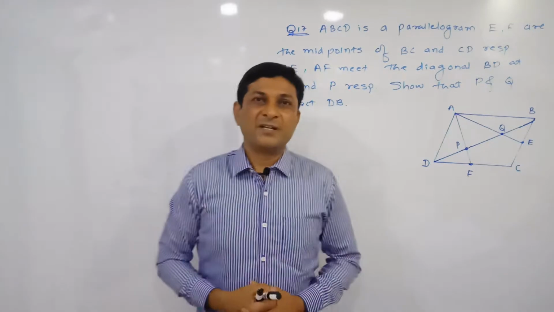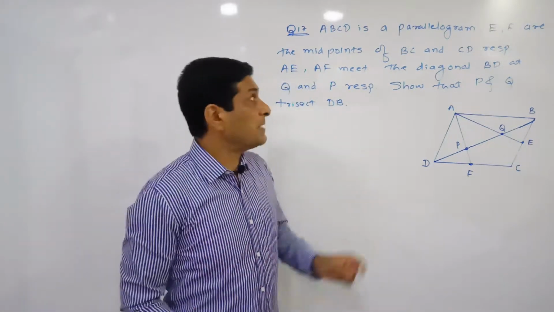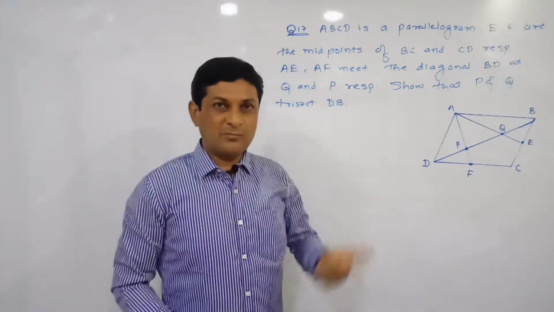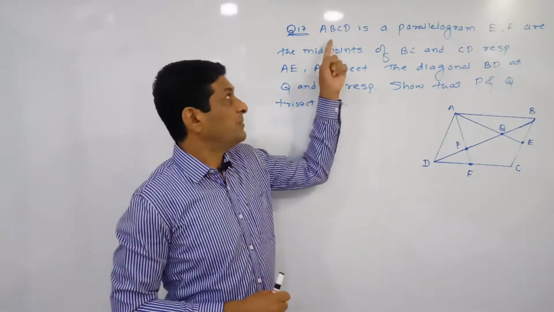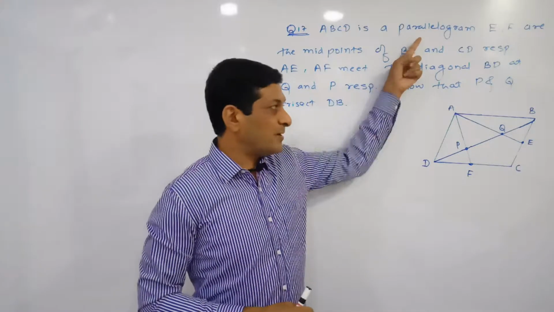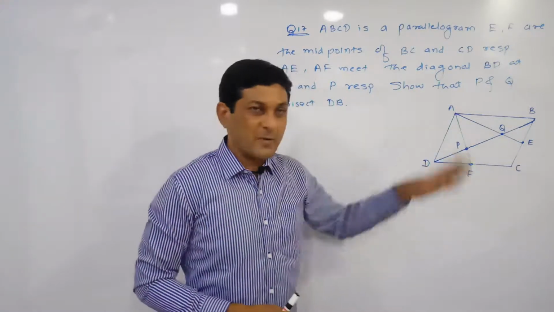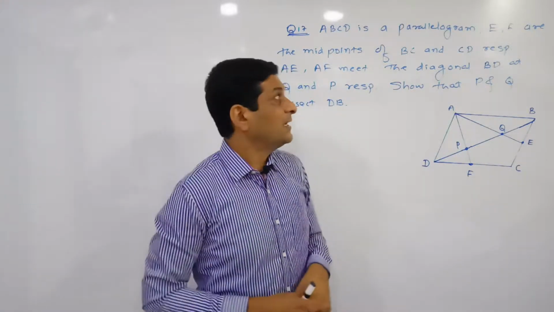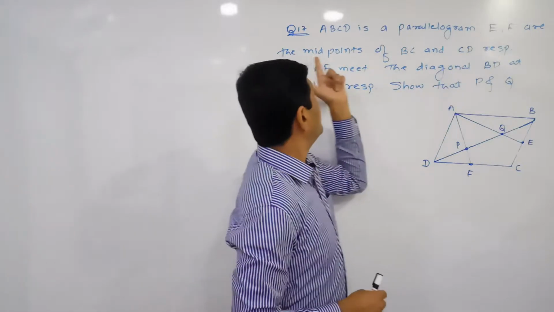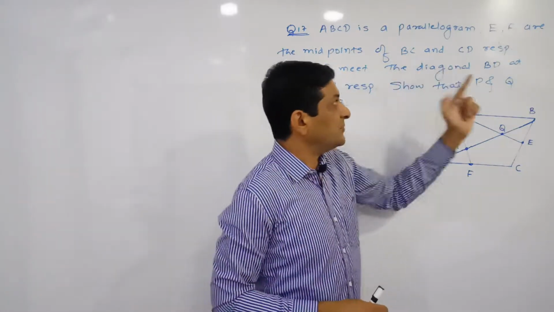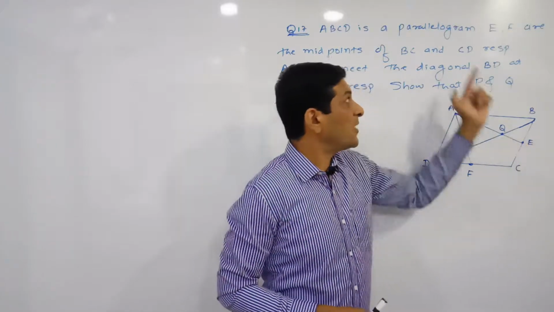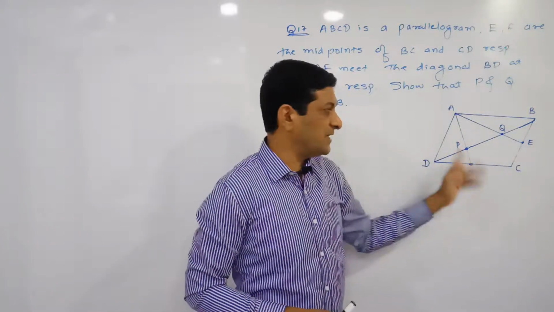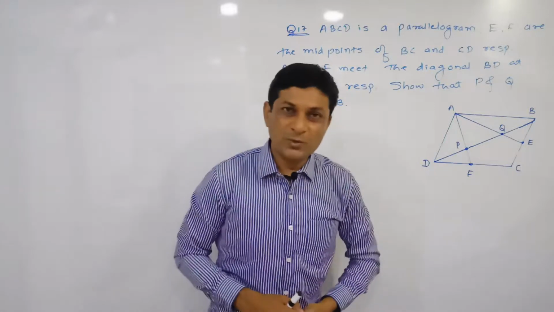Hello friends, now we are starting example number 17 from question number 2, miscellaneous exercise 5. Observe the condition in the given example. Quadrilateral ABCD is a parallelogram. So here we have considered one quadrilateral which is a parallelogram, and E and F are the midpoints of BC and CD. Means E is the midpoint of BC and F is the midpoint of CD. So the given conditions are shown in the figure.